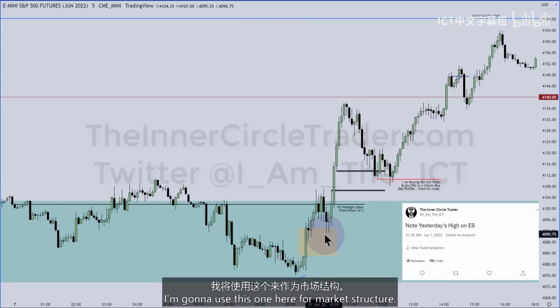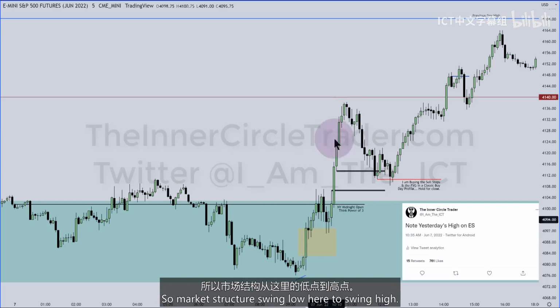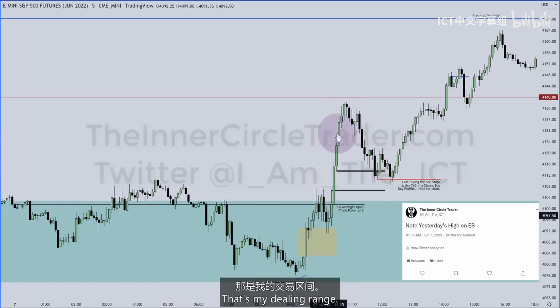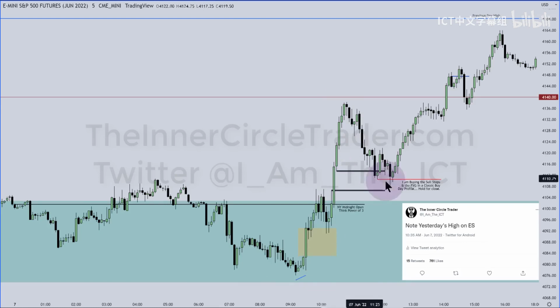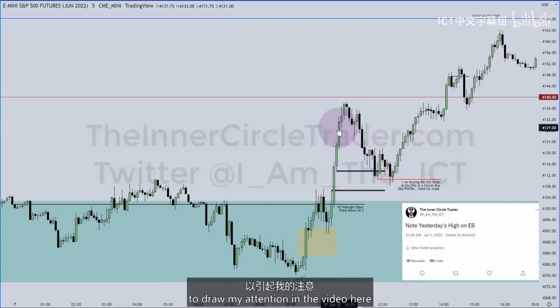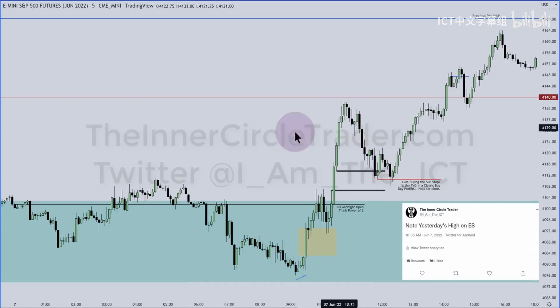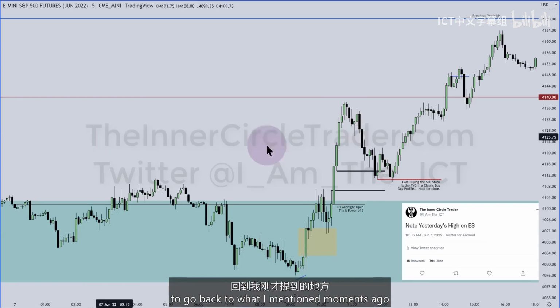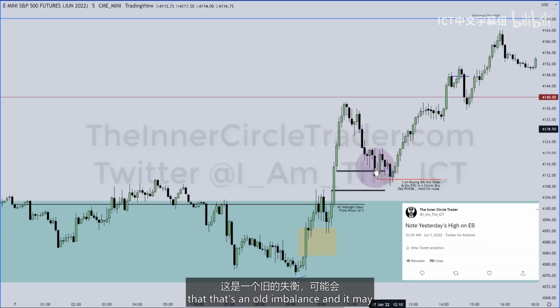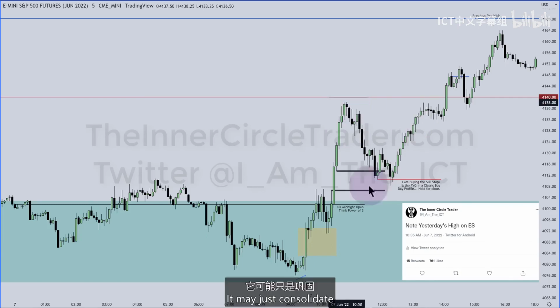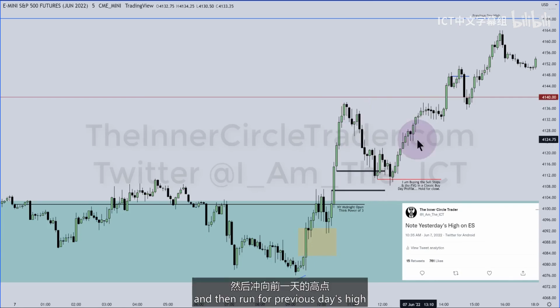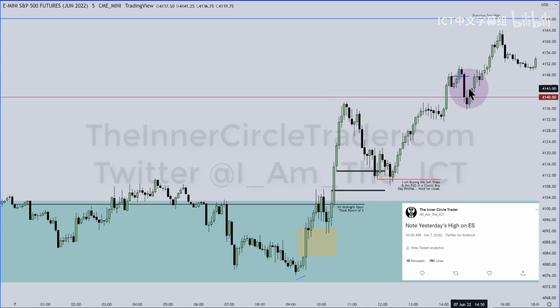I'm going to use this one here for market structure. So market structure, swing low here to swing high, that's my dealing range. So that's why I outlined that one here. Okay. And I gave you that small little rectangle up here, drawing my attention in the video here to go back to what I mentioned moments ago, that's an old imbalance and it may stall here. It may fail here. It may just consolidate and then run for previous day's high, on Wednesday.